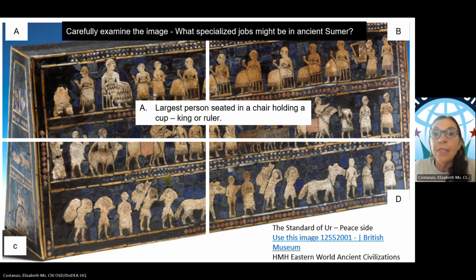So they're going to write down what they see for times of peace, but we're not going to have them share out yet. Now we're going to take a look at the other side of the box, which is wartime, and they're going to do the same thing. Oops, I gave an example here. The largest person in the chair holding a cup is the king or the ruler, and it's in quadrant A.